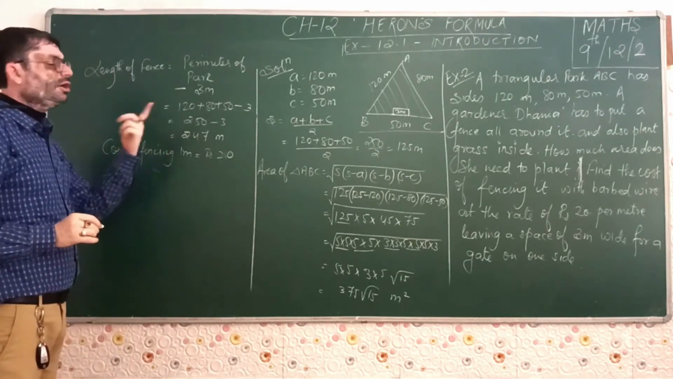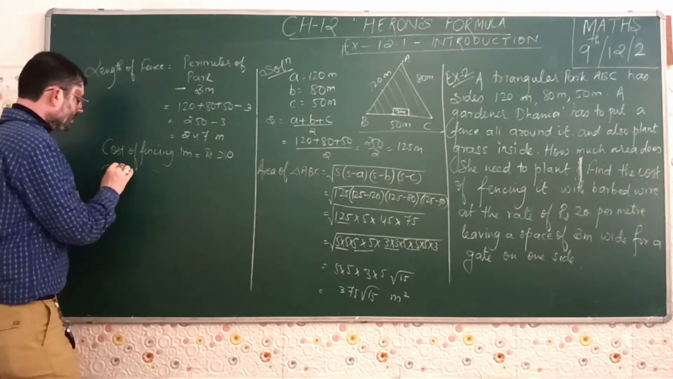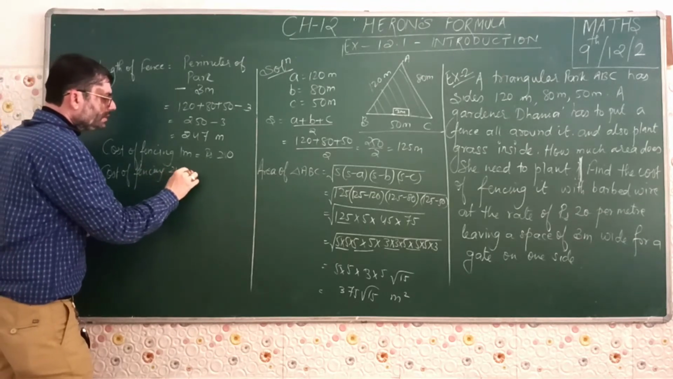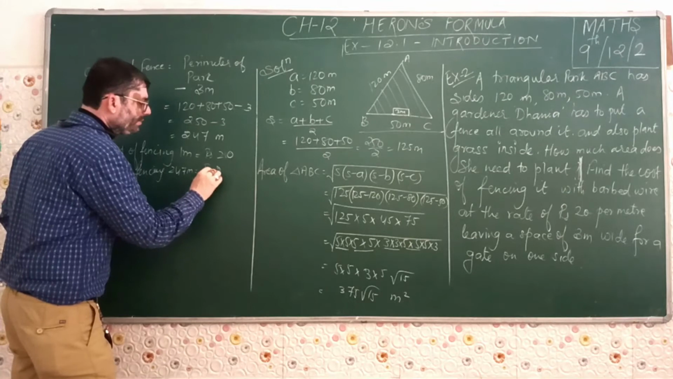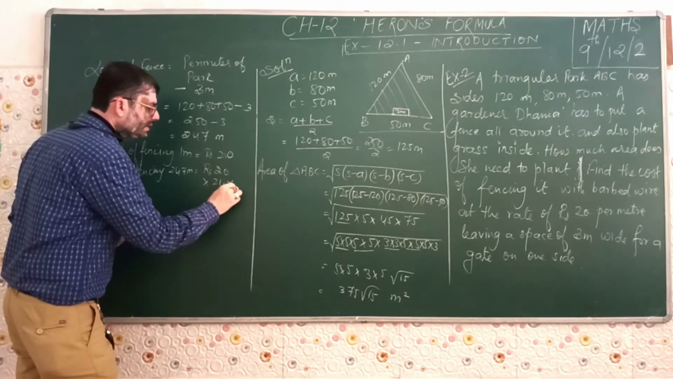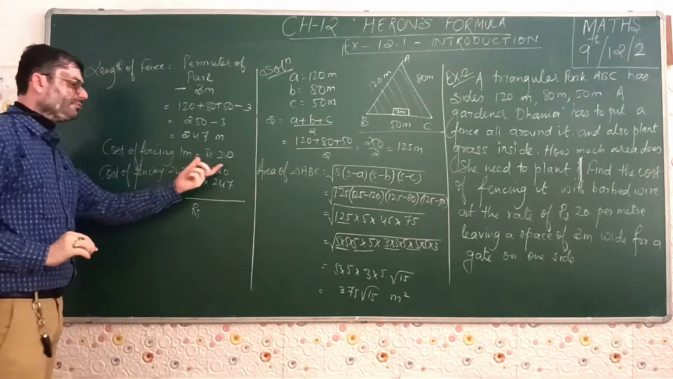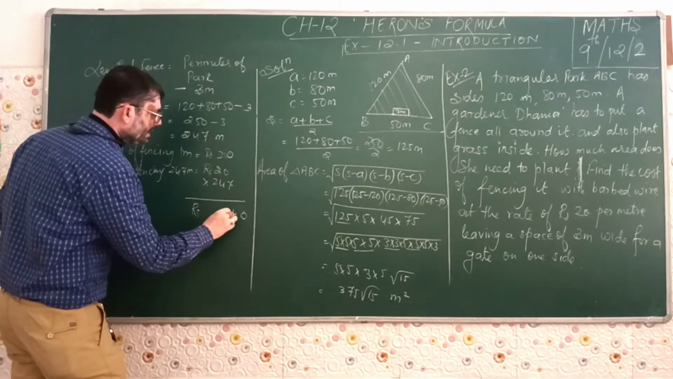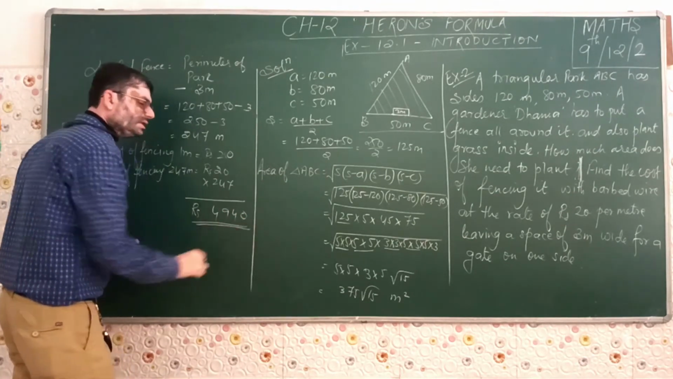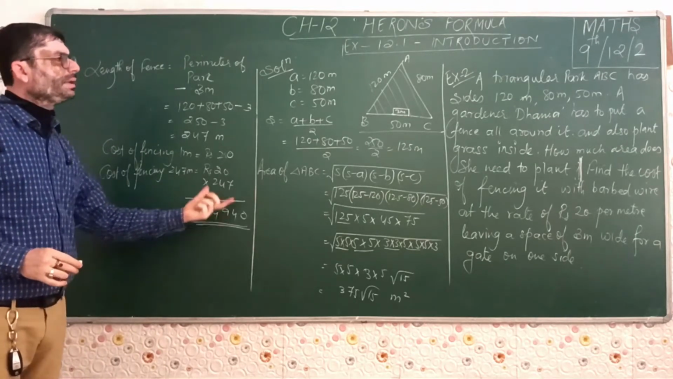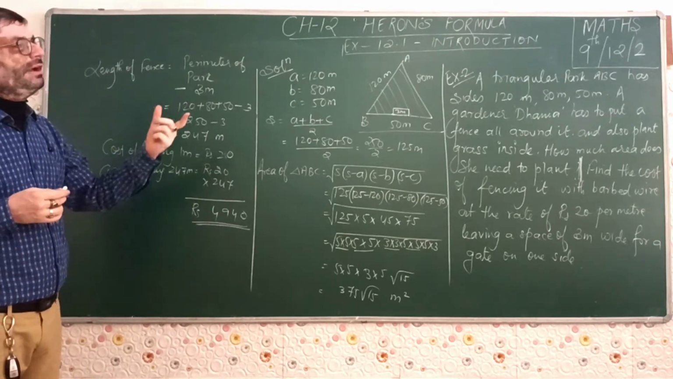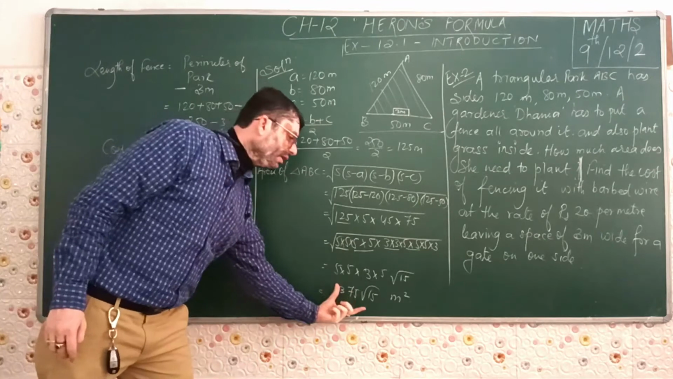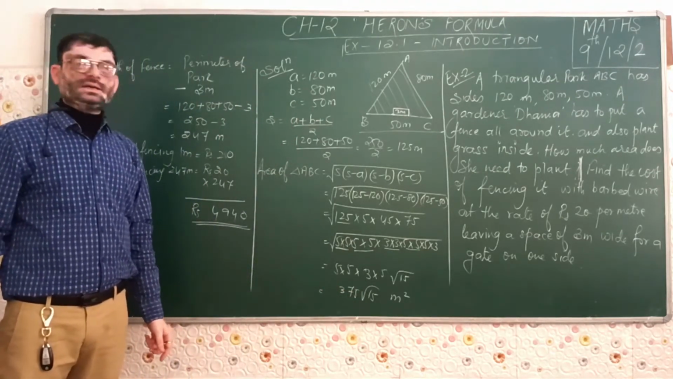And what is the length of the fence? 247 meters. So what is the cost of fencing? 247 meters, and that will equal rupees 20 into 247. The total cost, if you multiply 20 with 247, you get the total cost. So it is 0, 14, 4 carry over 1, 9, rupees 4950. This much amount Dhanya will have to pay for fencing that triangular part where she wants to plant the grass. The grass of area 375 root under 15 meter square.